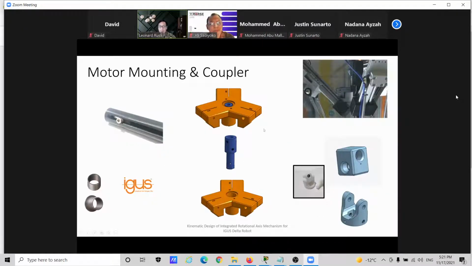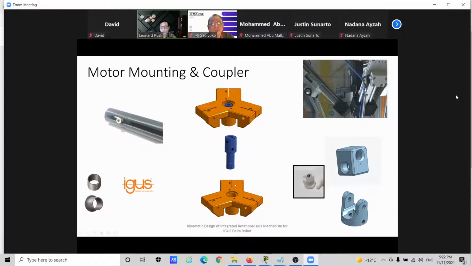Here are some of the motor mounting and coupler. We use all igus bushings because obviously we're doing this for an igus product. Therefore, any spare parts preferably will be an igus product. They are plastic bushings that are self-lubricating, maintenance-free bushings, and so serve our product very well. Here is an example of the pin in the slot sliding joint for the telescoping member.